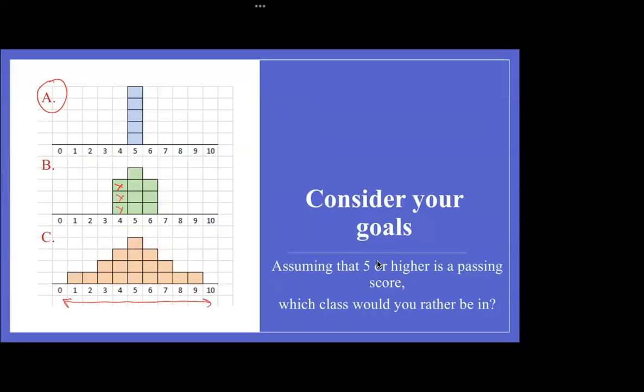But if my goal is to get the highest score possible, let's say I want to go to a prestigious graduate school or land a very high-paying job where grades matter, right? Get a stellar letter of recommendation. I want to be in this class where I at least have an opportunity to earn a 9. Like I want to be that one student that earned a 9. And that is not possible in class A, right?